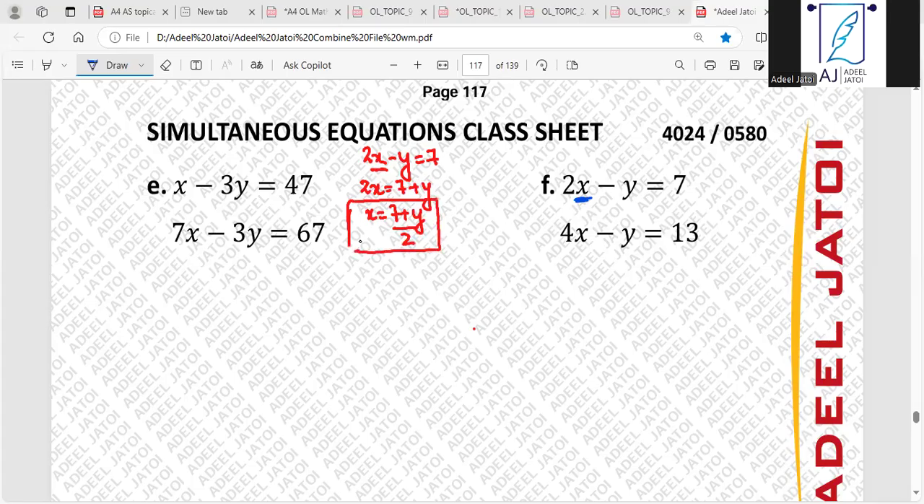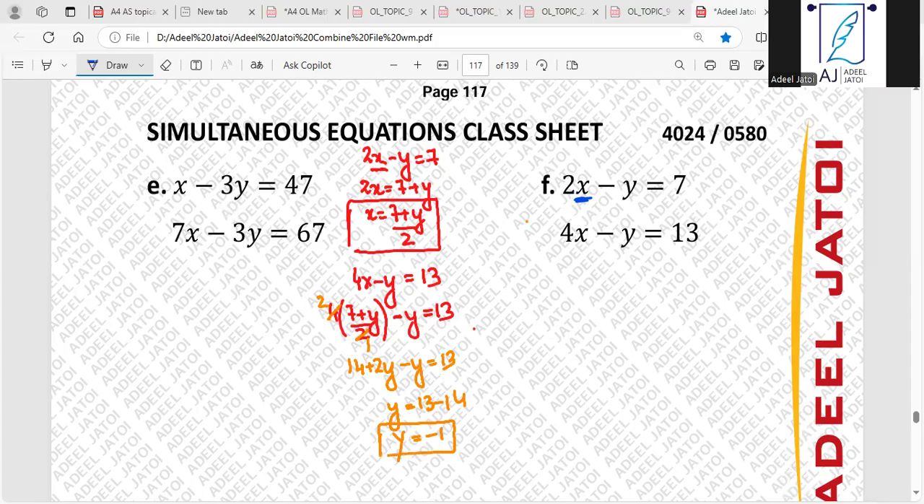So this becomes a normal x equation from the first equation, right? So let's take the second equation. 4x minus y equal to 13. Substitute the first equation. 4 times 7 plus y upon 2 minus y equal to 13, since we made x the subject. Now what we can do is cancel: 2 ones are 2, 2 twos are 4. So what we have is 14 plus 2y minus y equal to 13. y is equal to 13 minus 14. The y value becomes minus 1.